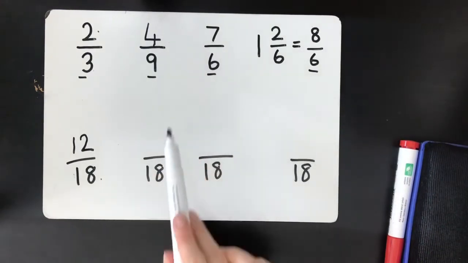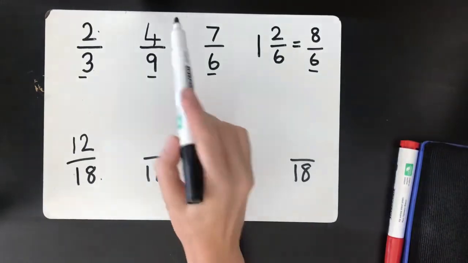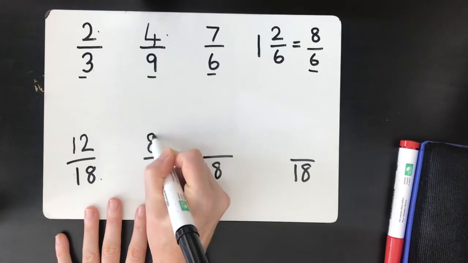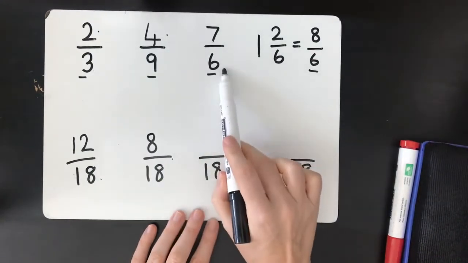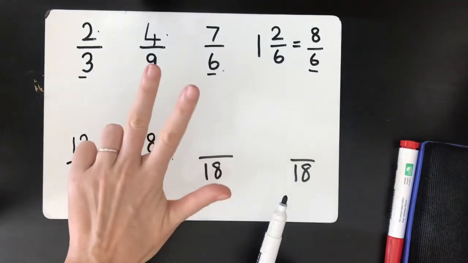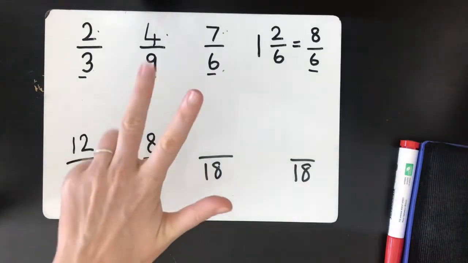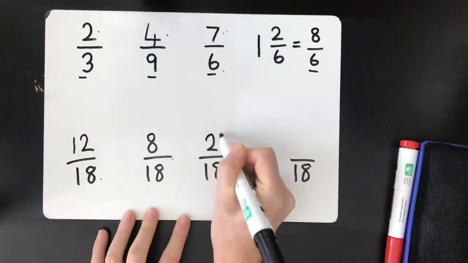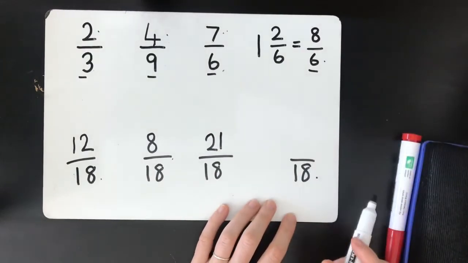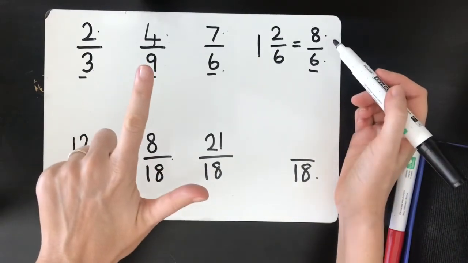Right, next one. How do we get from a 9 to an 18? We times by 2. So we have to times 4 by 2 as well. 4 times 2 is 8. How do we get from a 6 to an 18? 6, 12, 18. We times by 3. So we've got to times our 7 by 3 as well. 7, 14, 21. And then finally, how do we get from a 6 to an 18? We know it's by 3. So we times 8 by 3. 8, 16, 24.